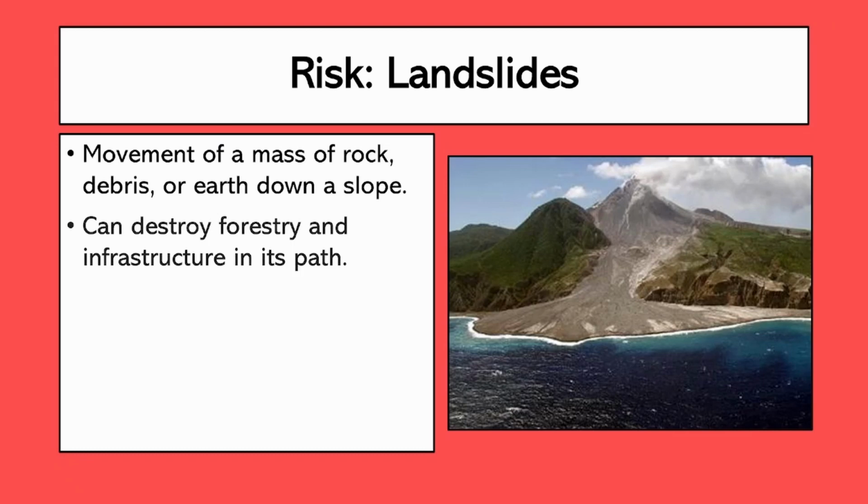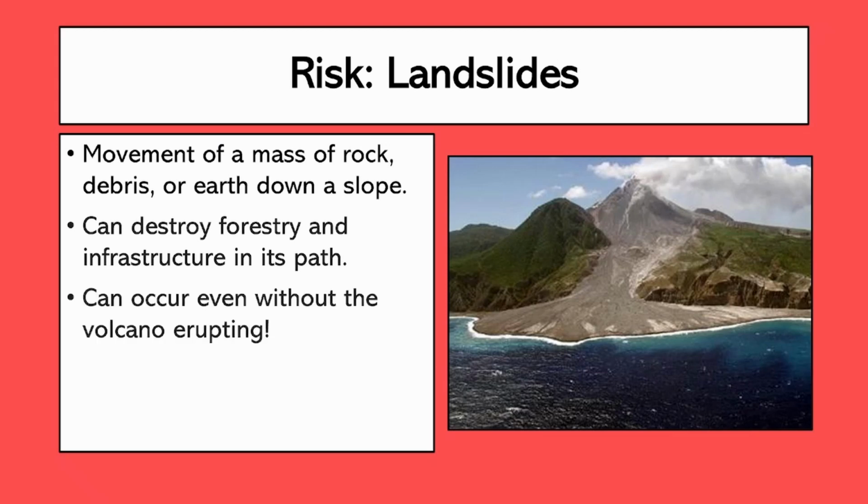Now, these can destroy forestry and infrastructure in their path. Much similar to the lava flow that we talked about just before, landslides are filled with rock and debris. Sometimes if it's wet, it can be quite fast-going mud, and that's going to have a lot of speed behind it. So it's just going to barrel over anything in its way, taking it down with it. You can see an example of that in the image on the right-hand side. There's been a landslide, and that rock flow has just taken out all of the forestry and shrubbery in its path.